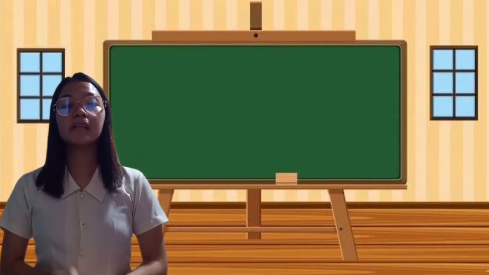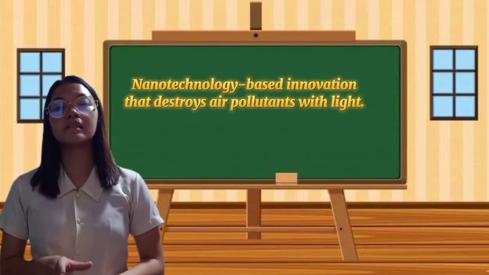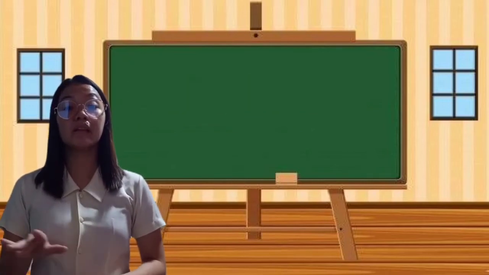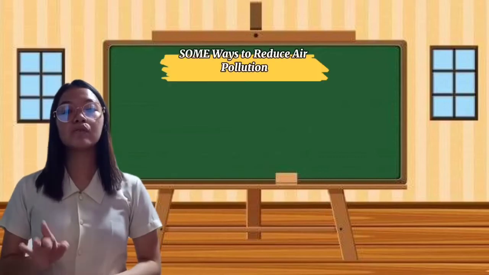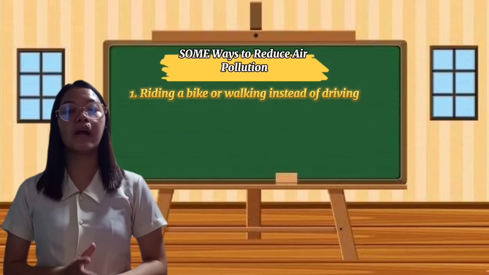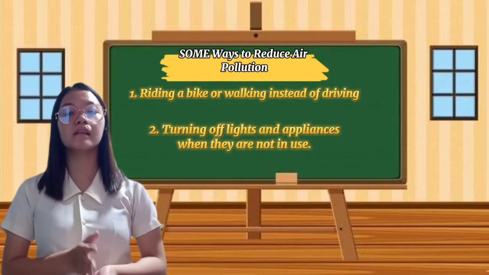Number 7 is air pollution remediation. It detects toxic substances and leaks, and reduces fossil fuel emissions and separates gas. Some ways to reduce air pollution are riding a bike or walking instead of driving, and turning off the lights and appliances when they are not in use.